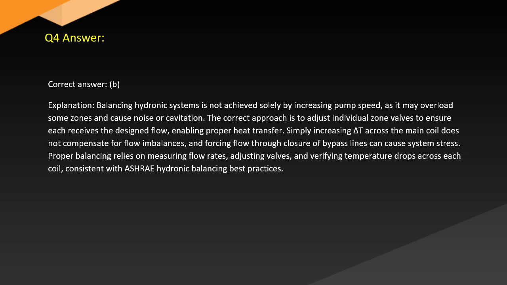Simply increasing DT across the main coil does not compensate for flow imbalances, and forcing flow through closure of bypass lines can cause stress. Proper balancing relies on measuring flow rates, adjusting valves, and verifying temperature drops across each coil, consistent with ASHRAE hydronic balancing best practices.